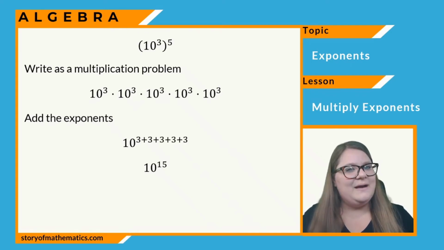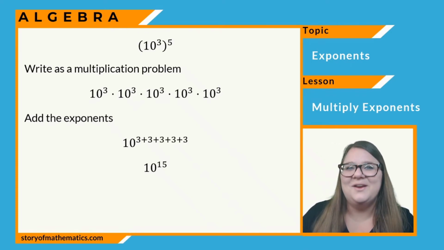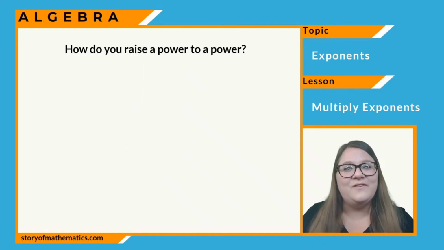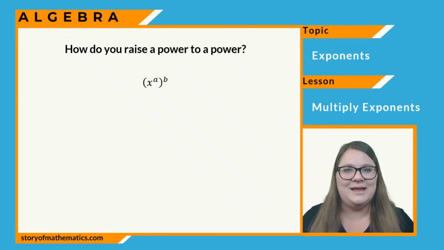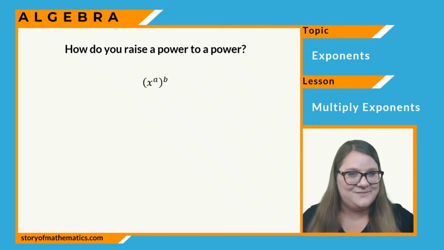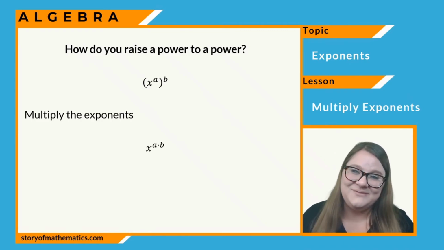So is there a workaround for using this strategy? Well, actually, there is. If you raise a power to a power, or an exponent to an exponent like this, x to the a to the b, then you can multiply the exponents: x to the a times b.